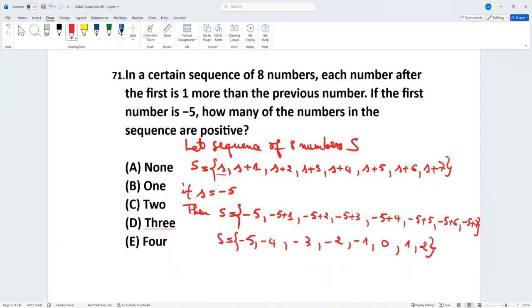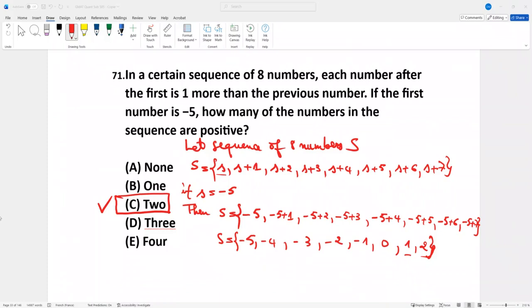So now we can find out how many of the numbers in the sequence are positive. So here it's negative, negative, negative, negative, negative, and 0. 0 is neither negative nor positive. So we only have 1 and 2 here that are positive numbers. So we can confidently say that it's only 2 numbers that are positive in our sequence. As simple as that.